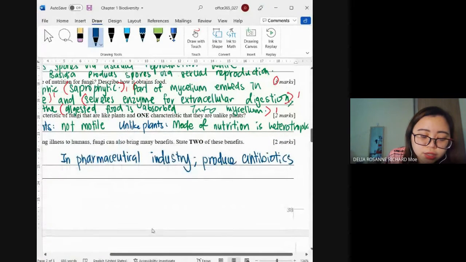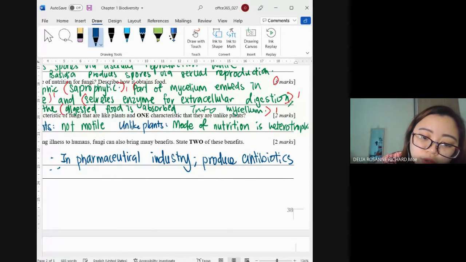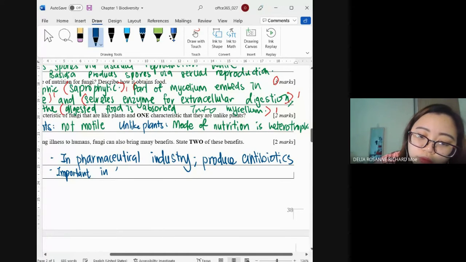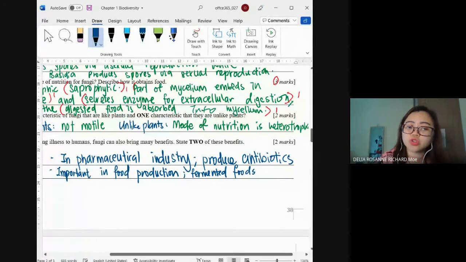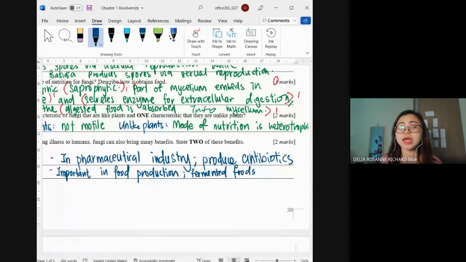Okay, another importance is it is used in food production. When we talk about importance in food production, we focus more about fermented foods. Kalau kamu mau cakap boleh dimakan, contoh you want to say fungi are important as a food source because we can eat mushrooms, that is also correct. But if possible, you give these other answers dulu lah.